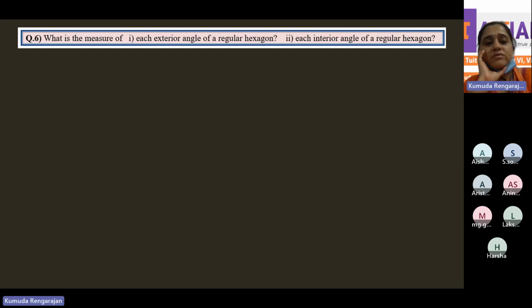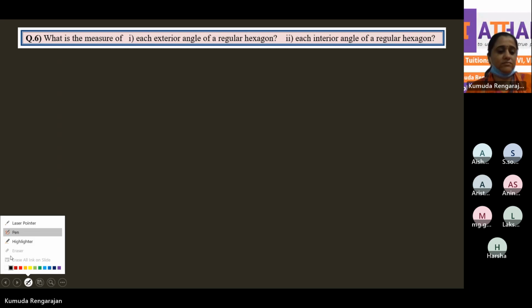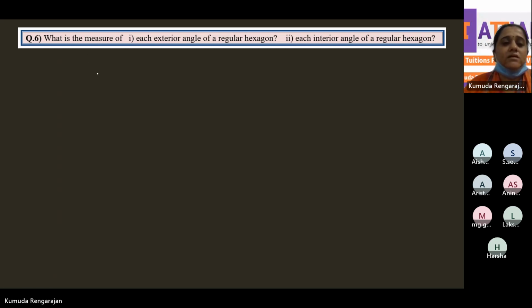What is the measure of each exterior angle of a regular hexagon? Same thing. What will be the measure of each exterior angle of a regular hexagon? 360 by n, so 360 by 6, 60 degrees. So each exterior angle will be 360 by 6, which is 60 degrees.